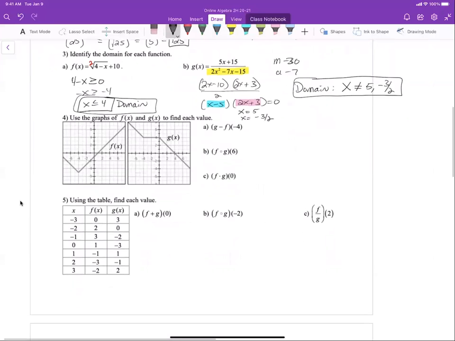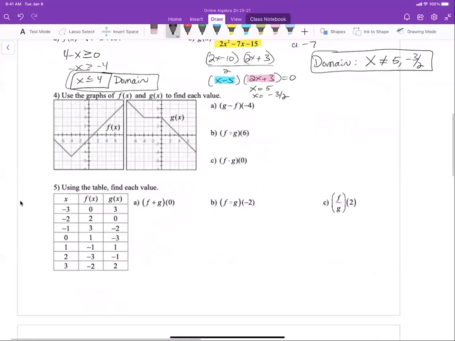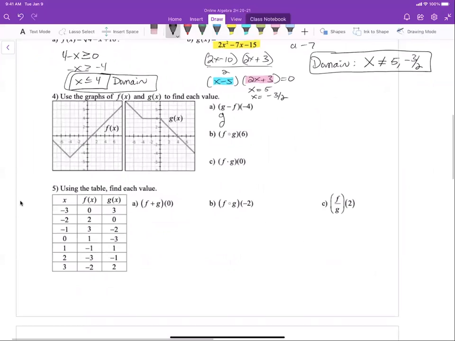Okay, moving on. Number 4, use the graphs of f of x and g of x to find the values. So we have to understand what this notation means. This is the same as g of negative 4 minus f of negative 4. I highly recommend that you follow this procedure. So now I need to find g of negative 4. So I have to go to the graph of g. So the input is negative 4. That would be my x value.